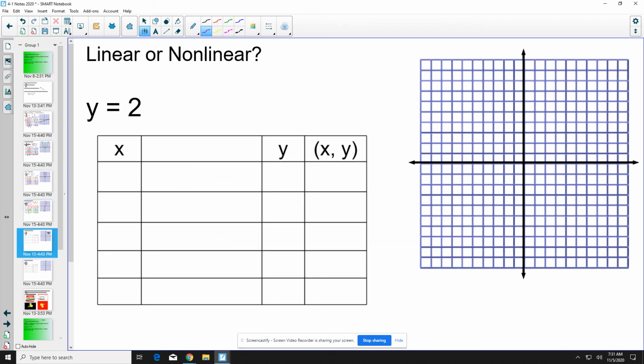All right, now we're going to do y equals 2. So I want you to pause the video. Draw your table and your graph. When you get done, hit play.